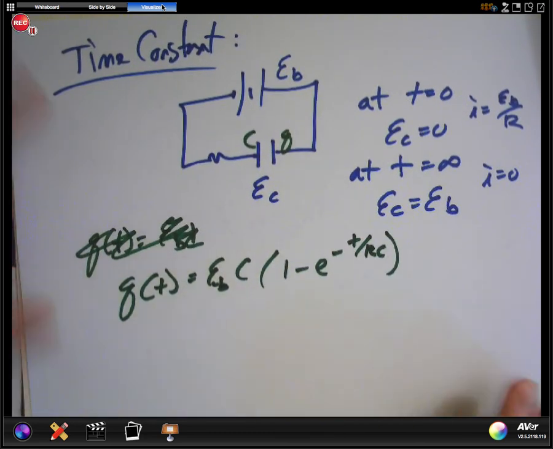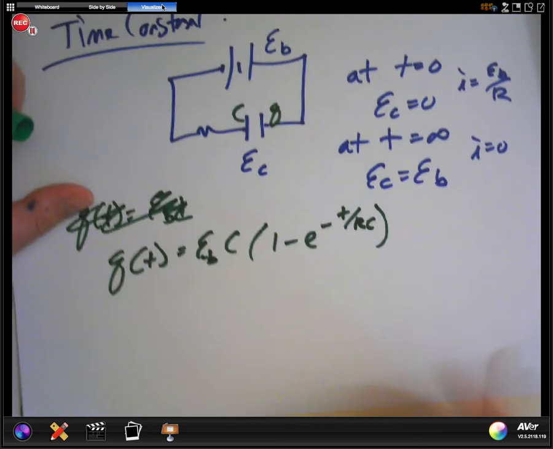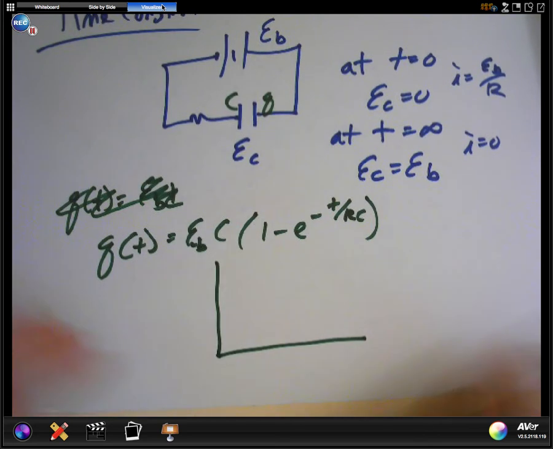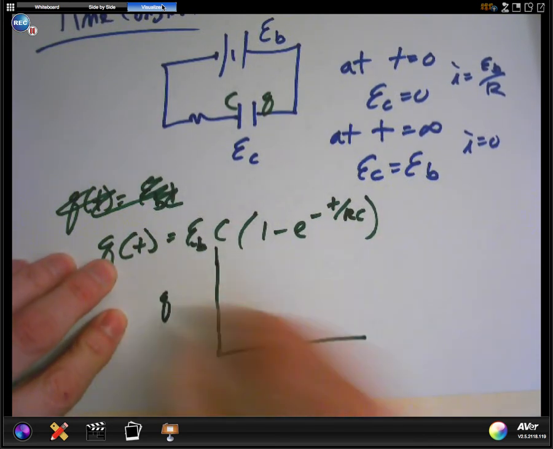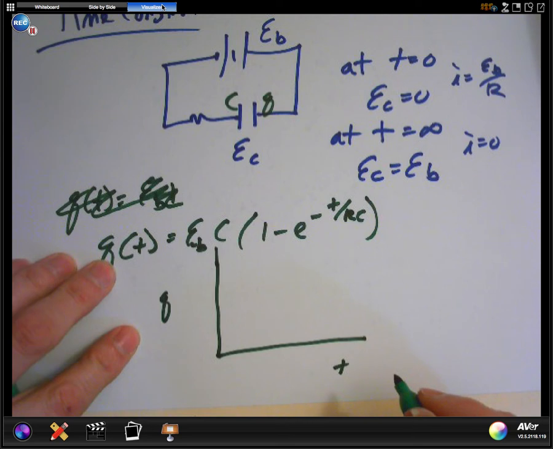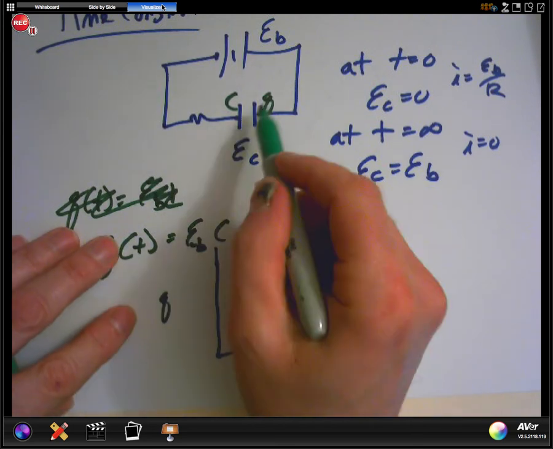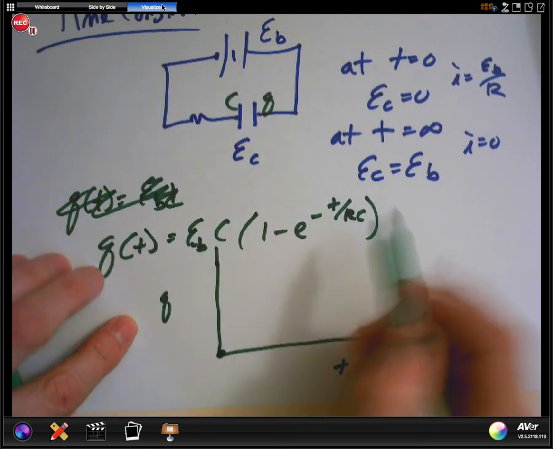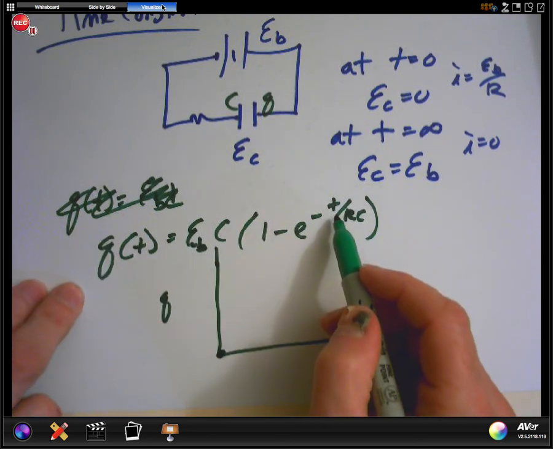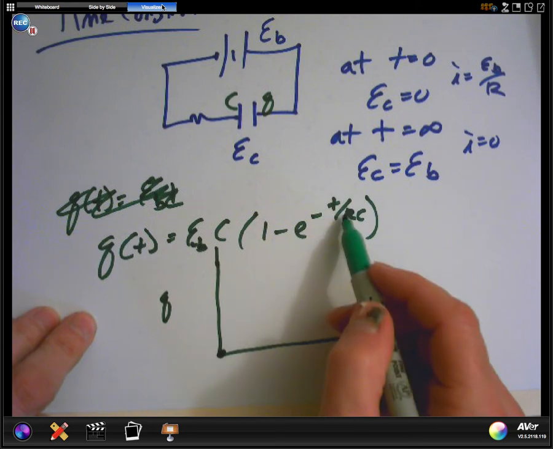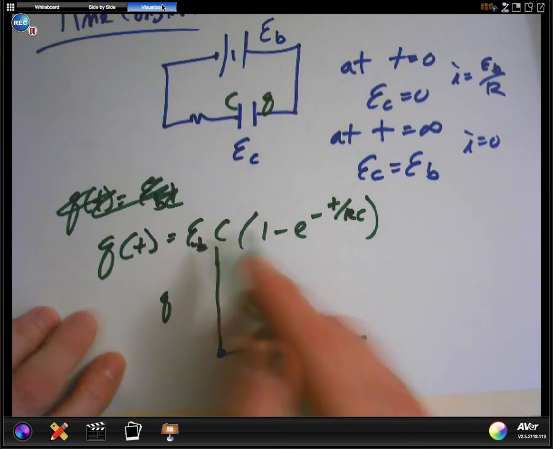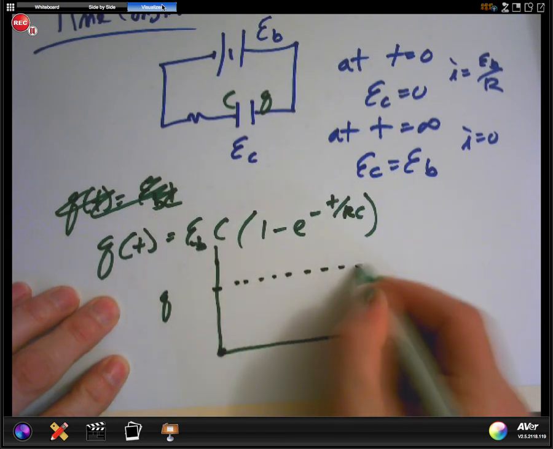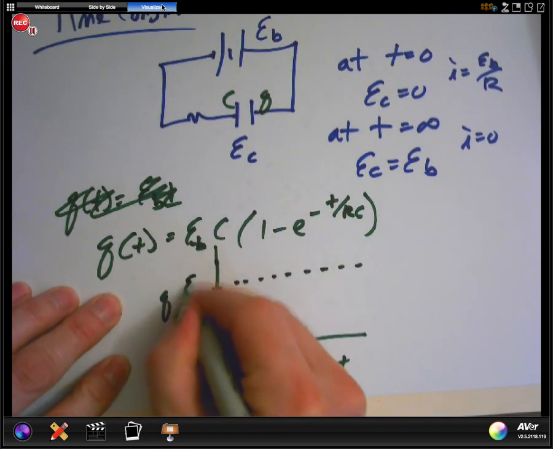So what I'm going to do is make a little graph of what that charge would look like over time. I'm going to make this my charge. Here's my time like this. And we know at the very beginning, if my capacitor is initially discharged, it would be down here. And when time gets really, really large, and gets to infinity, we'd have e to the negative infinity, which is 0, and so we'd end up with simply epsilon b times c. So that means this is going to approach this quantity, epsilon bc.